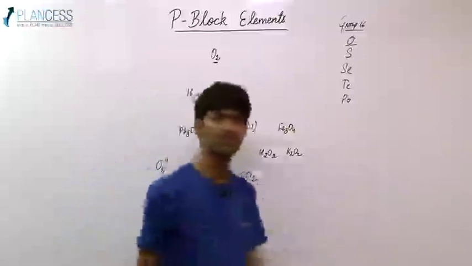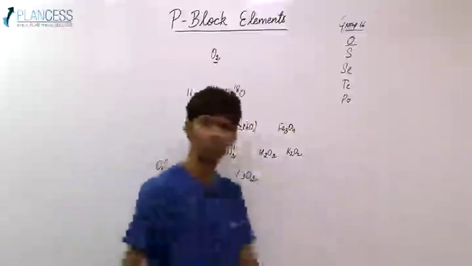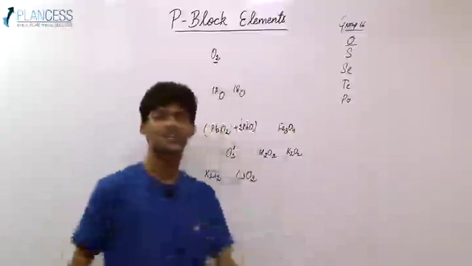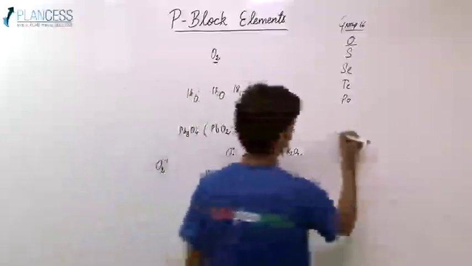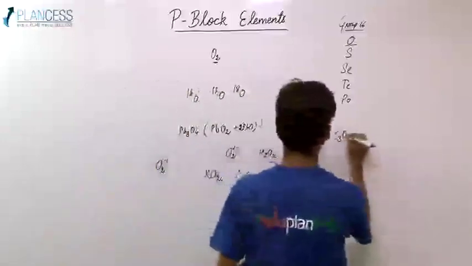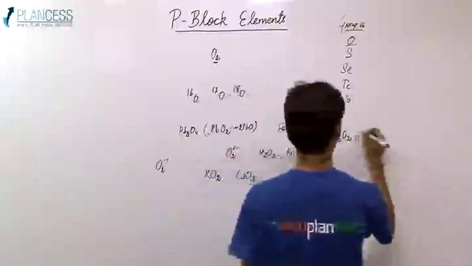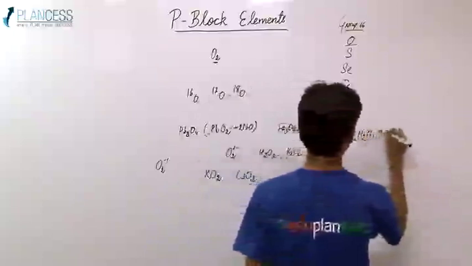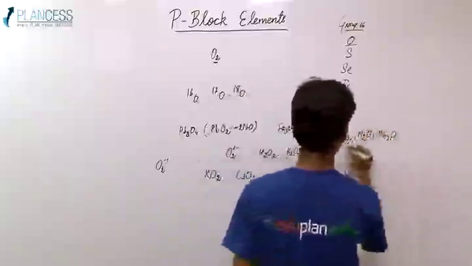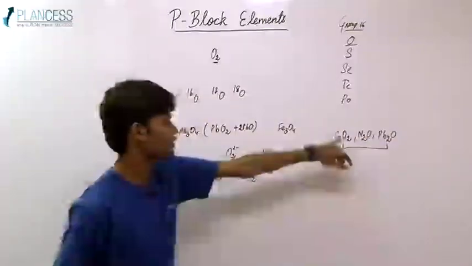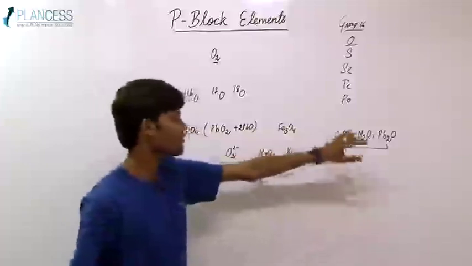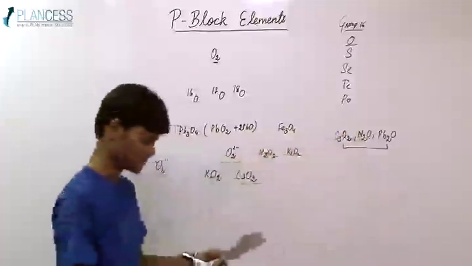And the last and final is suboxide, in which the number of oxygen atoms is relatively less than the number of central atoms. For example, C3O2, that is carbon suboxide. C3O2 is one of them, N2O is one of them, Pb2O is again. These are categorized under suboxide where the number of oxygen atoms is less than the number of central atoms. So these are the suboxides.